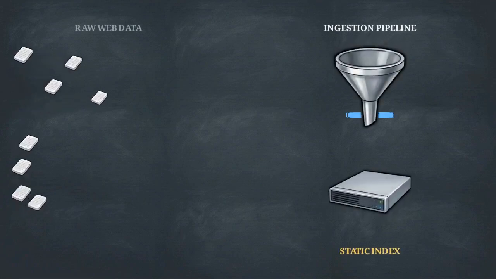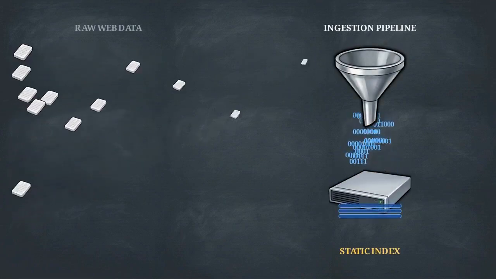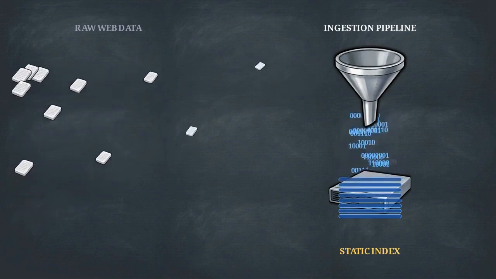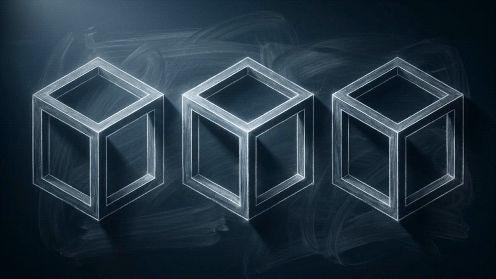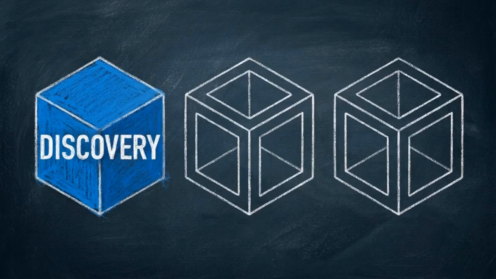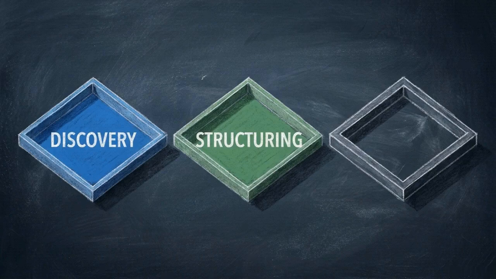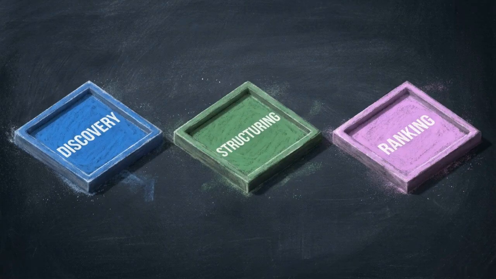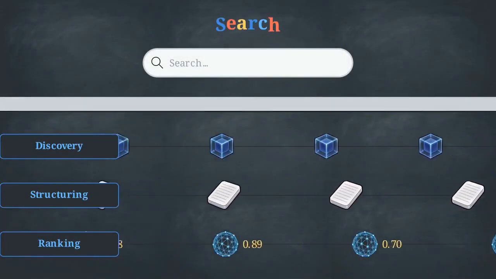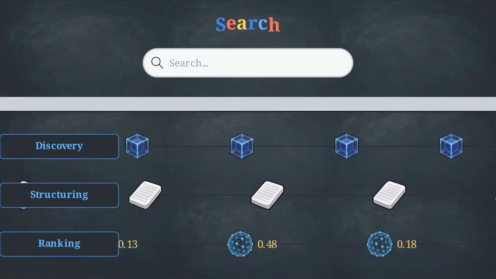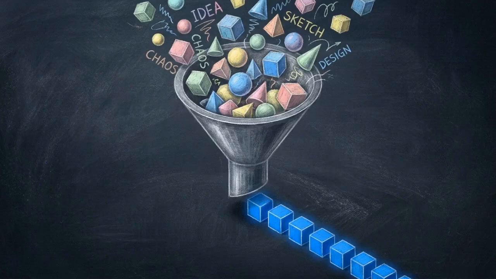Instead, achieving millisecond latency requires the entire web to be downloaded, parsed, and compressed into a static back-end data structure long before you ever press search. Building this architecture requires solving three specific engineering problems: discovery, to systematically find the data; structuring, to organize text for retrieval; and ranking, determining which documents matter. These three pipelines run continuously and asynchronously in the background. They are completely decoupled from the user-facing search interface. This distributed backend is the machine that ingests the chaotic, decentralized web and outputs a highly optimized mathematical index.